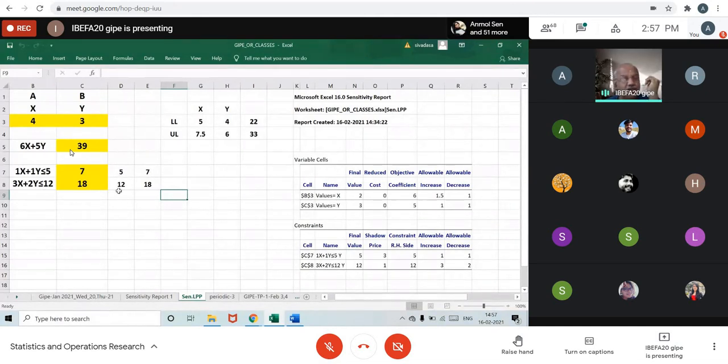Initially it was 5 and 12. Then I changed to 6 and 15. Then I changed to 7 and 18. So what does it mean? How can I go for increasing the production? What way milk and the choco can be used?